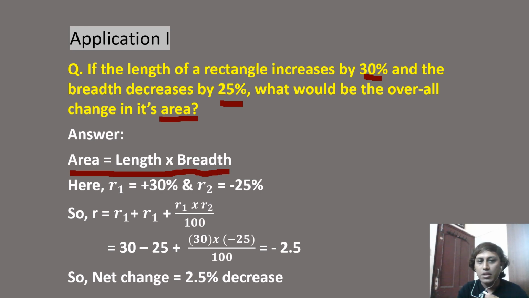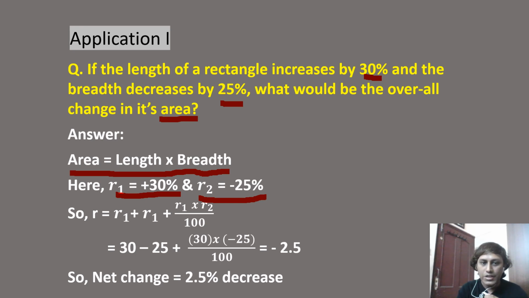So that is the product of 2 quantities is equal to the third quantity. So if length changes, area must change. If breadth changes, area must change. So change in length is plus 30% because it is increasing by 30%, right? And change in breadth is minus 25% because it is decreasing by 25%.